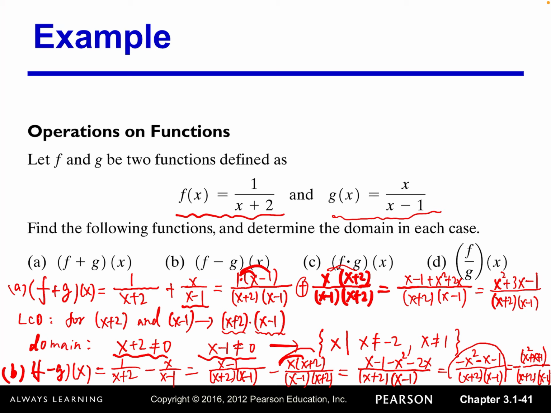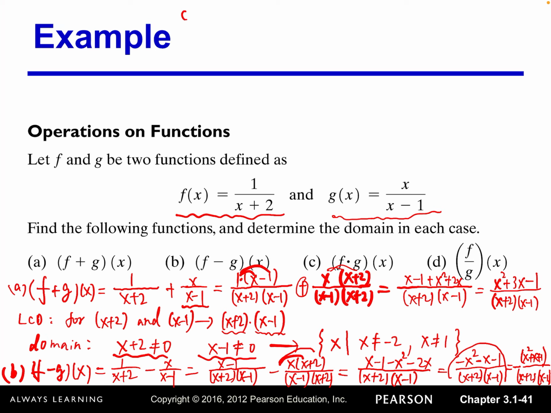All right, and the domain is the same as A, because x cannot equal -2. That's coming from function f of x. And x cannot equal +1. That's coming from function g of x. That part doesn't change. So that's part B.